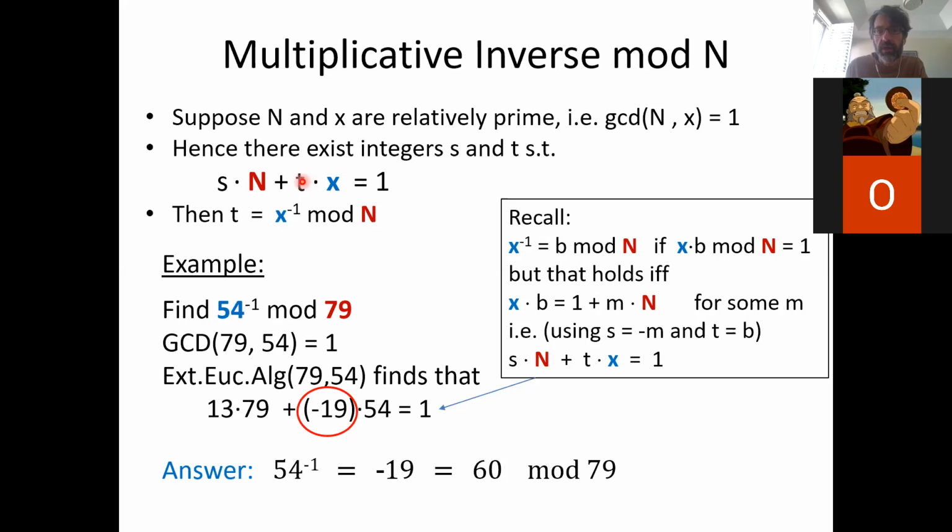And you can also verify, if you reduce both sides mod n, some multiple of n vanishes, and all that remains is t times x. And on the right-hand side, 1 doesn't vanish. So this equation implies that tx is 1 mod n. And that means that t is a multiplicative inverse of x mod n. Okay. All right.